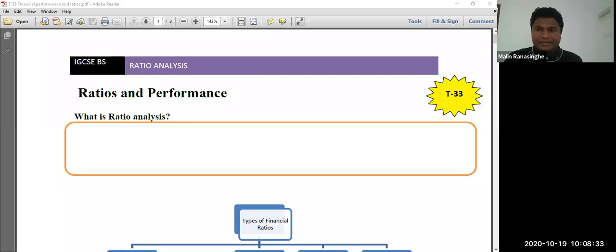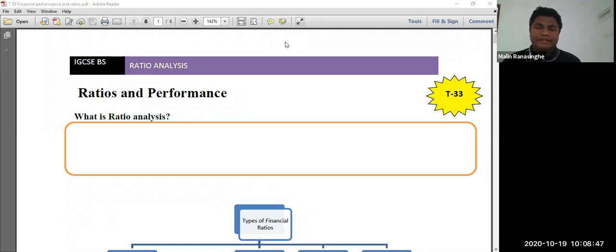So we are going to start a new week from here, 19th October 2020. Yesterday I uploaded this ratio analysis, Tute number 33, for you to the Google Classroom, and I told you to take a printout and get ready.